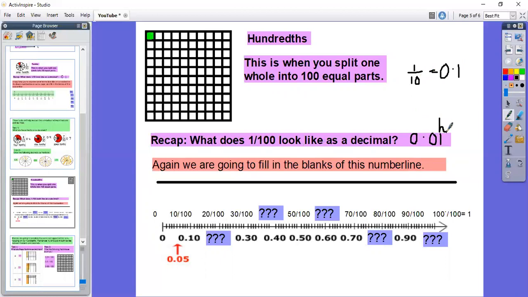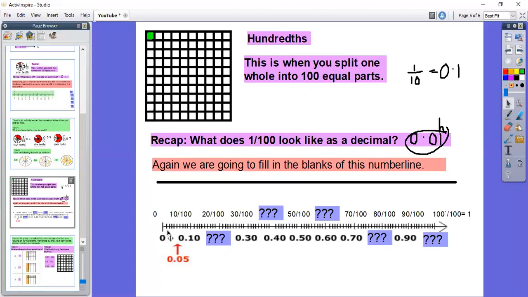I did notice some of the work that was sent to me. Some children are still writing your 1 hundredth like this. Your 1 hundredth would look like this. Very important. Okay, now again we're going to fill in the blanks on this number line. As you can see, this number line hasn't got each individual interval. So it does go from 0 to 0.10. However, in between each of these, like it says here, right in the middle of this would be 0.05, just like 0.01 would be right at the start here.